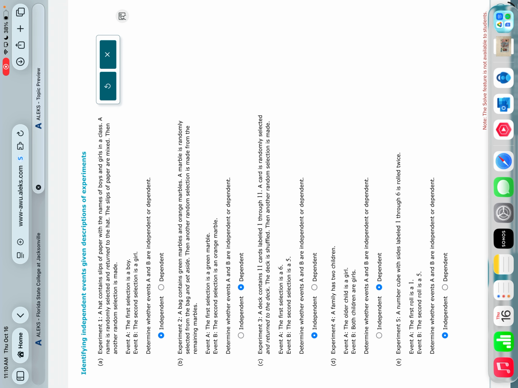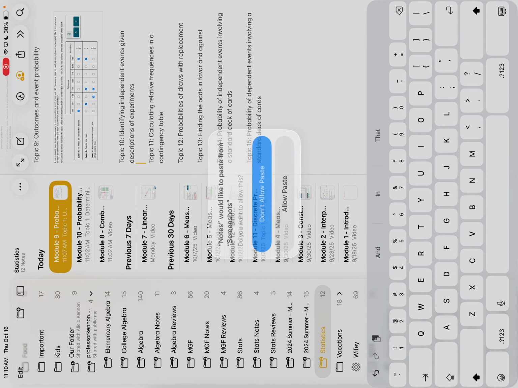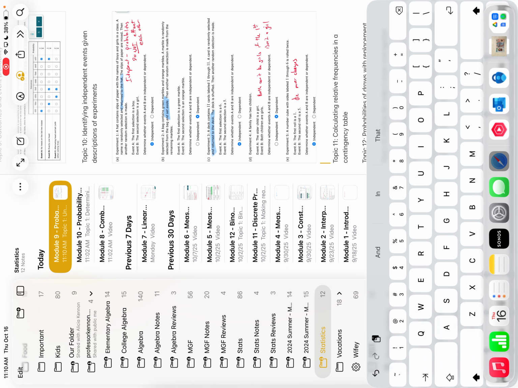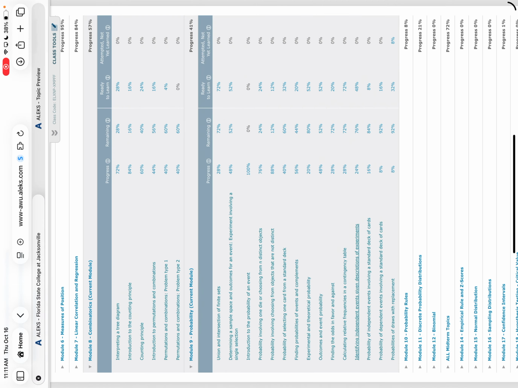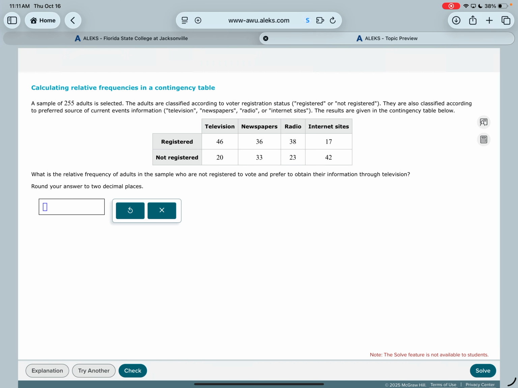We in this class deal with independent a lot more than we deal with dependent, because when you start doing dependent, it gets hard when you start changing things like that. So you won't see dependent very often in this class. We stay in the independent world.